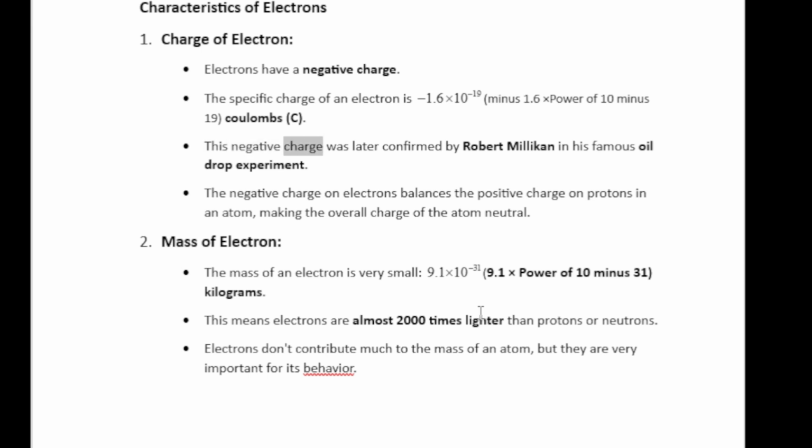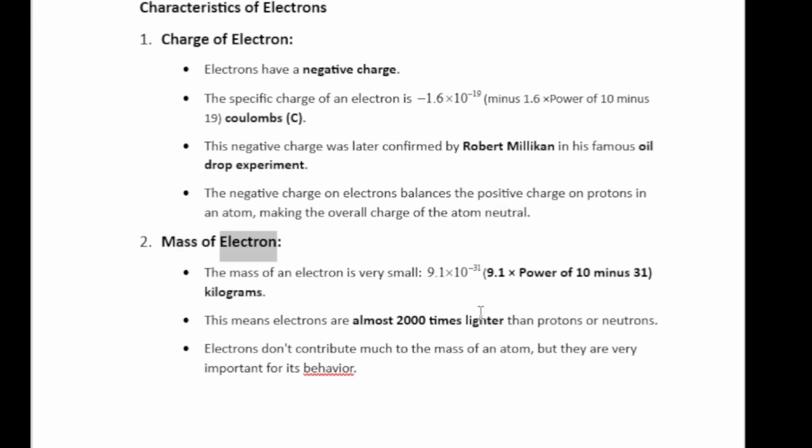This negative charge was later confirmed by Robert Millikan in his famous oil drop experiment. The negative charge on electrons balances the positive charge on protons in an atom, making the overall charge of the atom neutral.